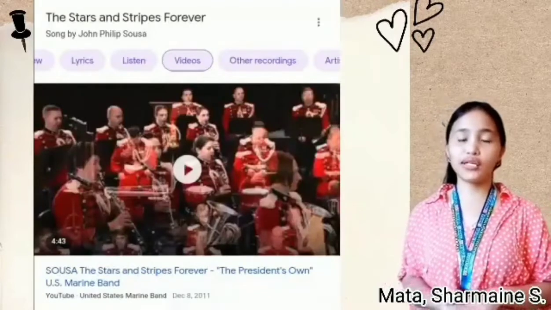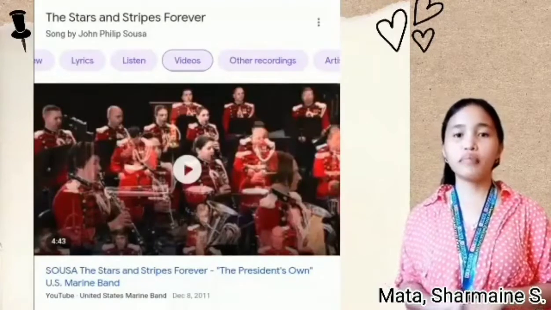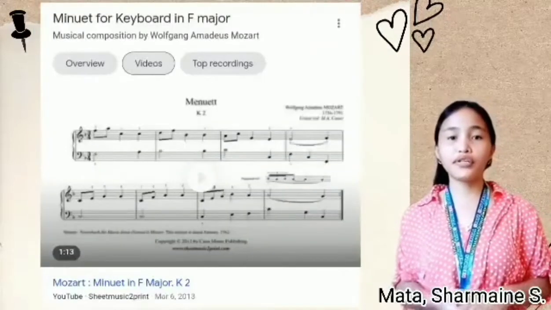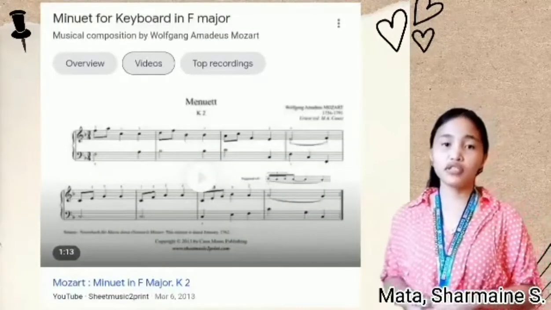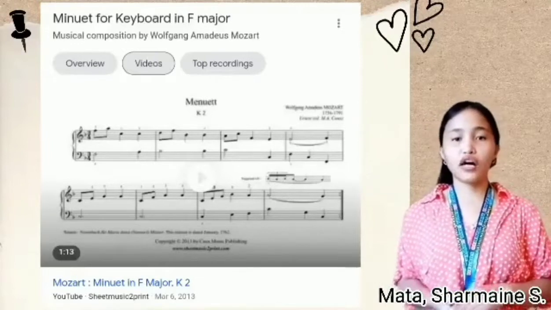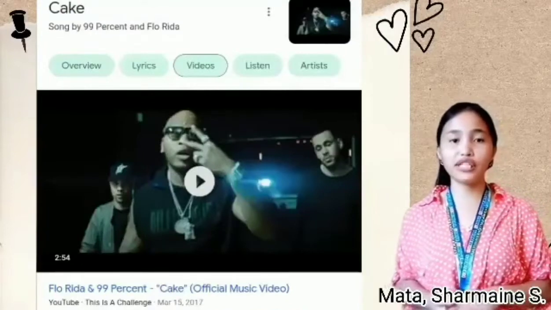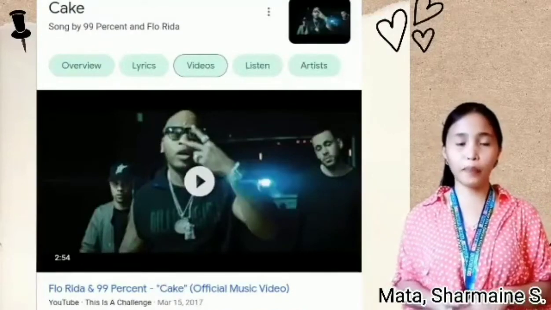Examples of songs where you can see meters are The Stars and Stripes Forever, written in 1896 by John Philip Sousa, which is in a simple double meter. Wolfgang Amadeus Mozart's Minuet in F major is in a simple triple meter. The song Cake by Florida is in a simple quadruple meter.